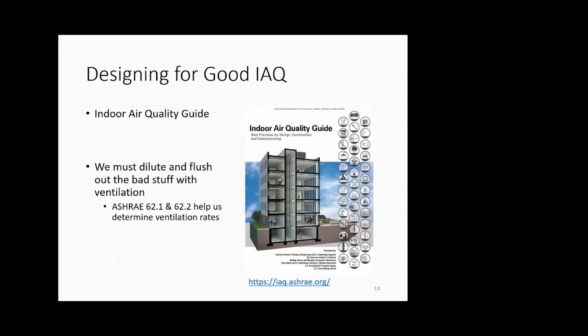So, designing for good indoor air quality. ASHRAE has this guide, and there's a lot of other people that had a hand in creating this guide. You can see there on the slide. They have a guide for designing for good indoor air quality, and they have this standard that makes designing for good indoor air quality repeatable. It looks at some of the issues and factors that play a part in buildings and designing for good indoor air quality. Again, lots of professionals are involved with this. And then we have ASHRAE 62.1 and 62.2, which help us to determine ventilation rates.